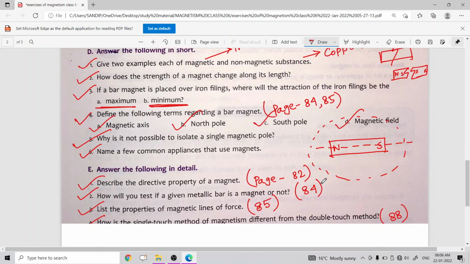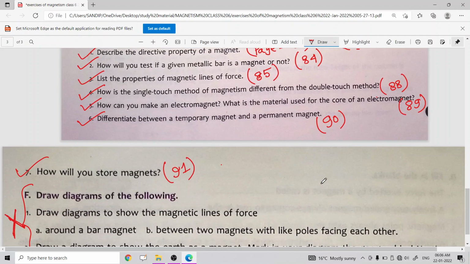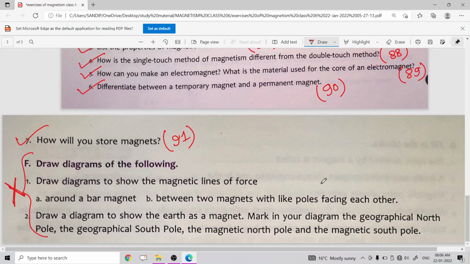And the chapter is completed. In the next class we will revise another chapter. So this is the end.